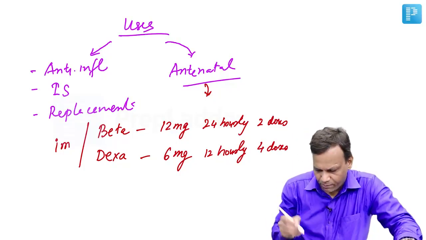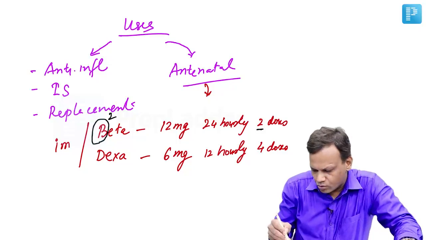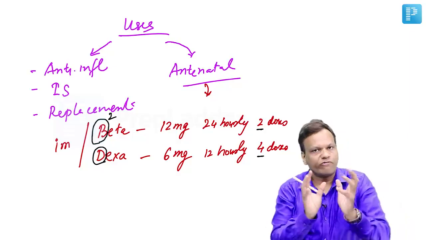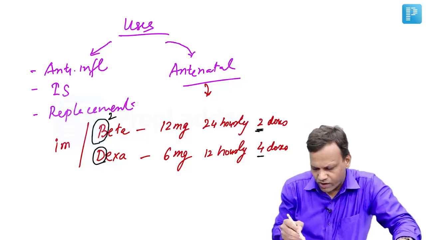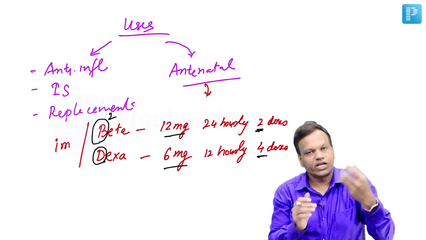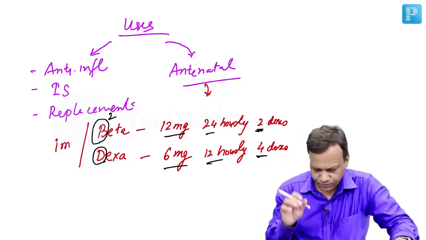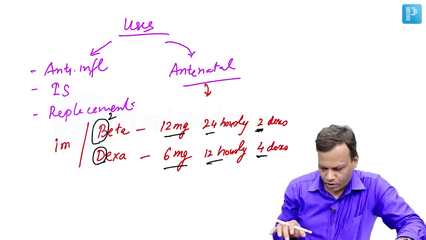Okay. So you can remember this. Beta, B is the second letter, so it is given 2 doses. Dexa, D is the fourth letter, 4 doses. So total dose we have to make 24. So 2 doses of 12 milligram each, 4 doses of 6 milligram each, and total duration make it 48. So 2 into 24 is 48, 4 into 12 is 48. Okay, so that is antenatal use of glucocorticoids.